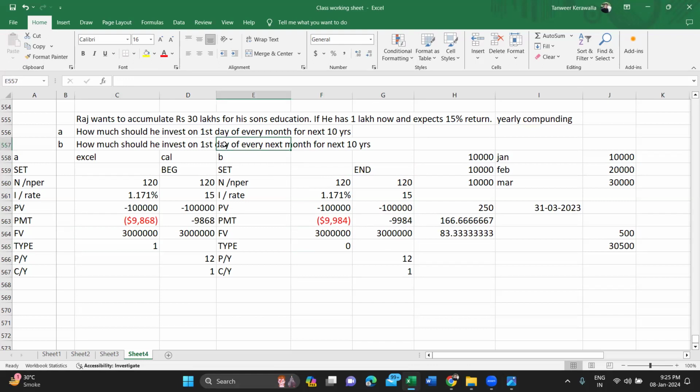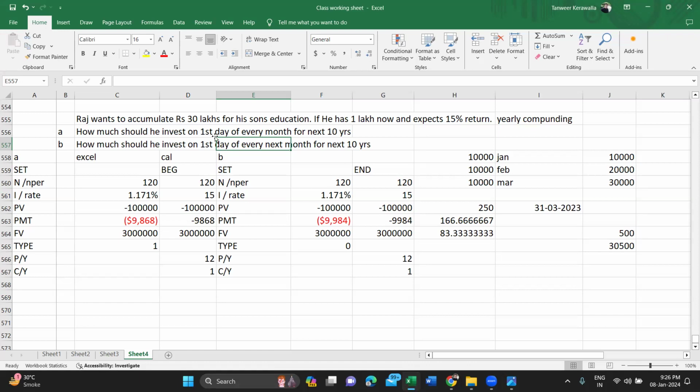So just picturize yourself, 1st day of next month. That means in January, 1st day of February, you have to invest. For February, 1st day of March, you have to invest. So basically, I have pushed the investment to the end of every month. So it becomes the end mode type of question. Very indirect way of saying it, but that's how they meant it in that question, right? So end mode computation we have to do.